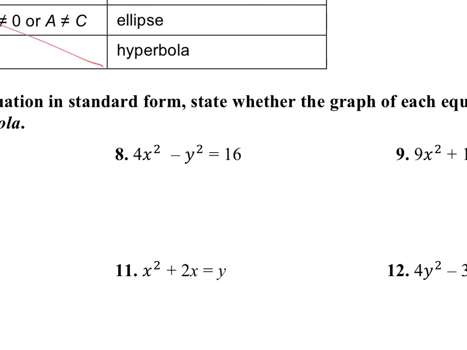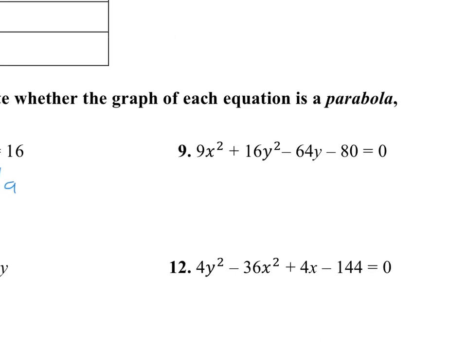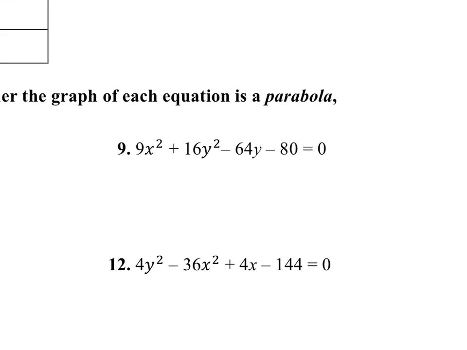Okay, number 8, I could tell right away because I see subtraction. One of the squared terms is positive, the other squared term is negative. As long as they're on the same side of the equation, and one's positive and one's negative, it will be a hyperbola.